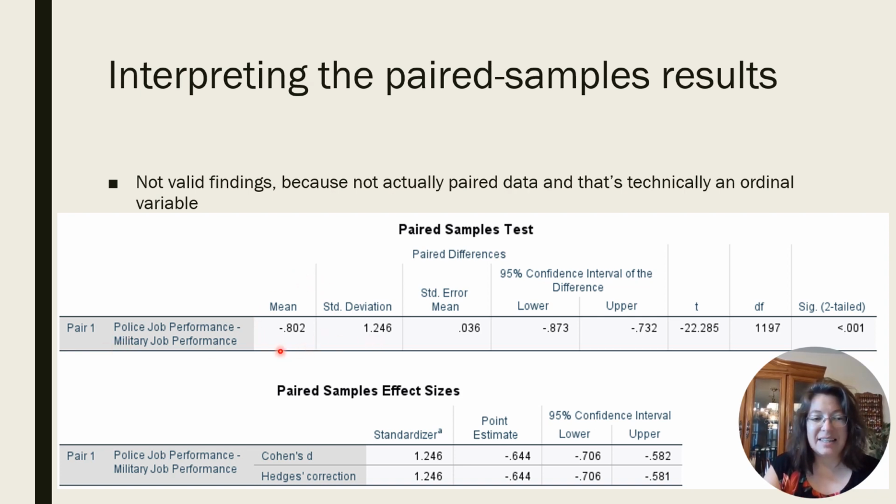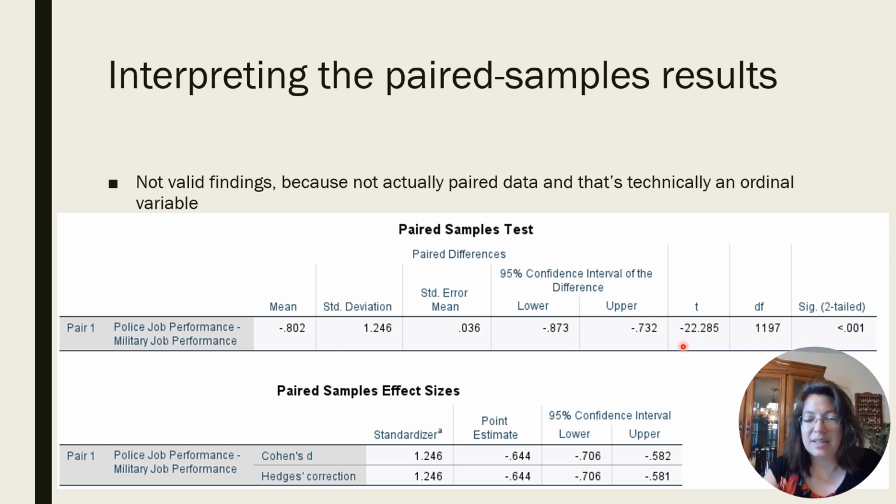And giving us a negative 0.802. So that indicates that between time 1 and time 2, there was an increase in scores. If there had been a decrease in scores, then this number would be positive. And for the paired samples t-test, the t-statistic is actually at the end of the table.